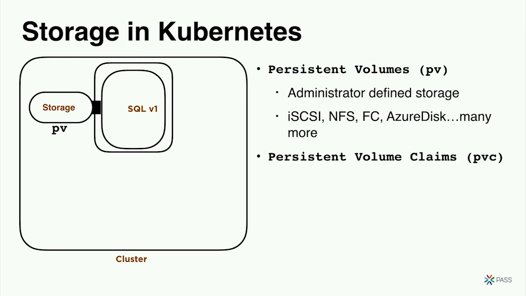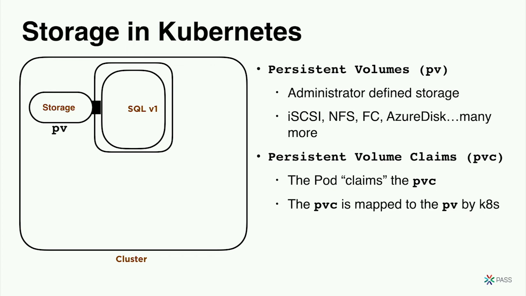But we don't get in the business of wiring a persistent volume directly into our pod configuration, because if you notice, those technologies are very infrastructure specific, right? So we're going to have what's called a persistent volume claim that allows the pod to make a claim on the PVC, and then the PVC is mapped to a PV, or a persistent volume, by Kubernetes.